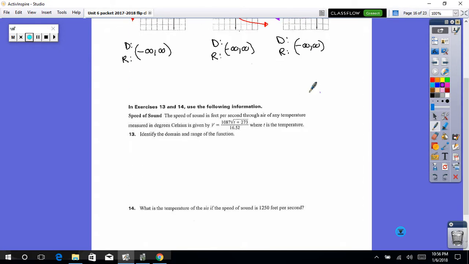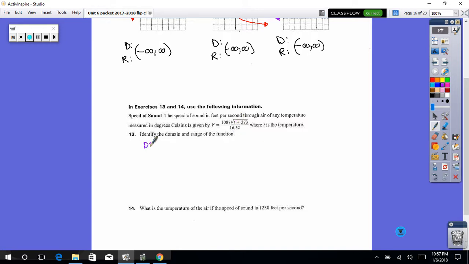Okay, the next one is a perfect example of how y'all will see a word problem and you probably are just going to leave it blank on the test when really it's a super easy question. It says the speed of sound in feet per second through any air temperature is measured in degrees Celsius, where T is the temperature and V is obviously the speed. Okay, so we only have 2 variables here. We have the feet per second and T is our temperature. Identify the domain and range.